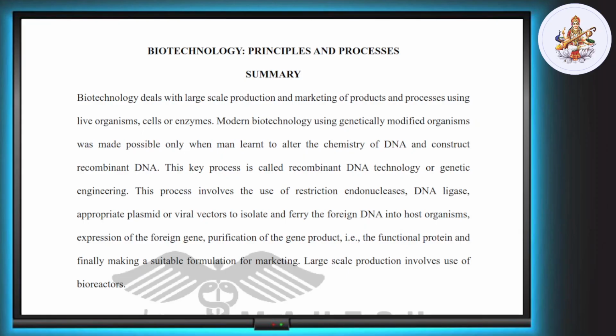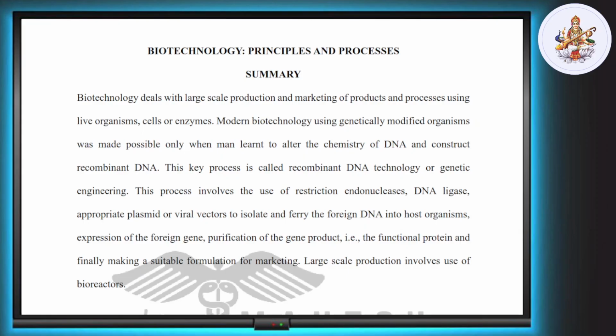Inserting the gene into a vector. Once we have the desired gene, we need to transfer it into a host cell. For that, we use vectors like plasmids, circular DNA molecules, or viruses. They act like delivery vehicles, ferrying the desired gene into the host. Ligation of DNA molecule. Here, we use an enzyme called DNA ligase. It works like glue, joining the cut pieces of DNA with the vector DNA to form recombinant DNA.